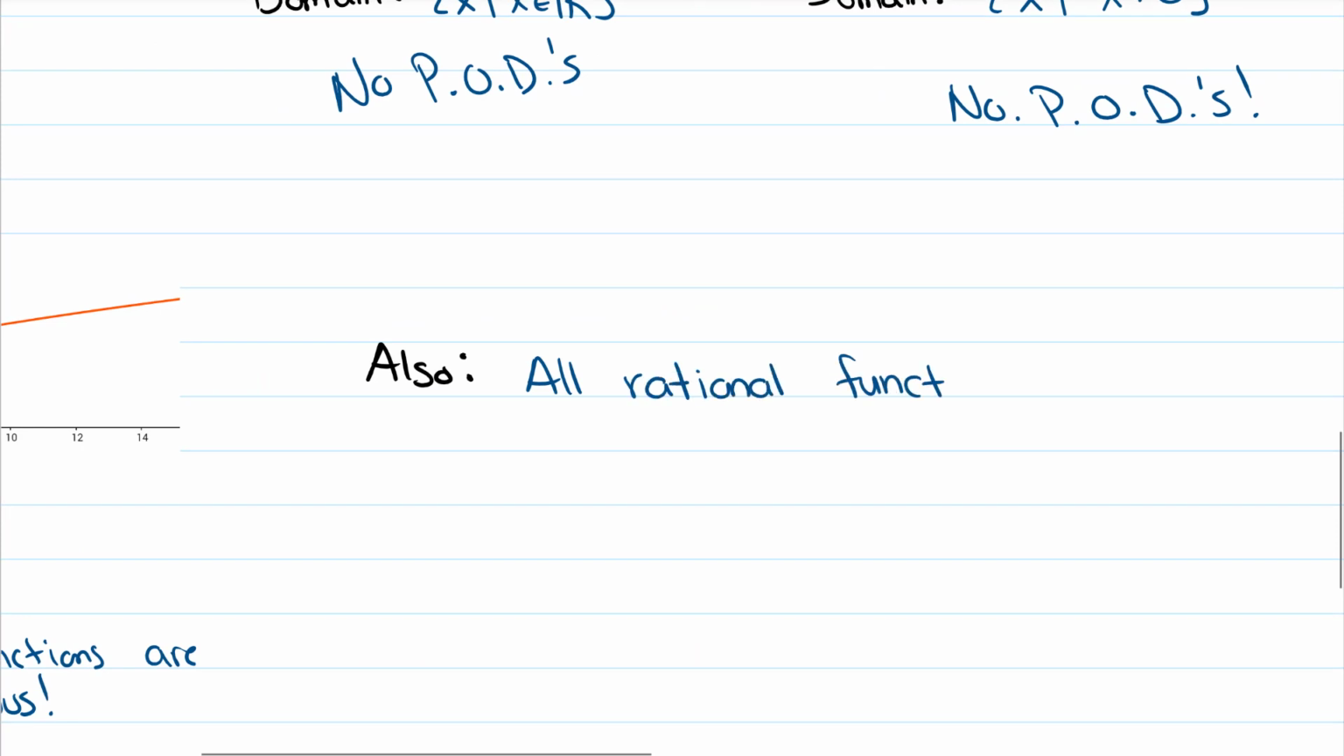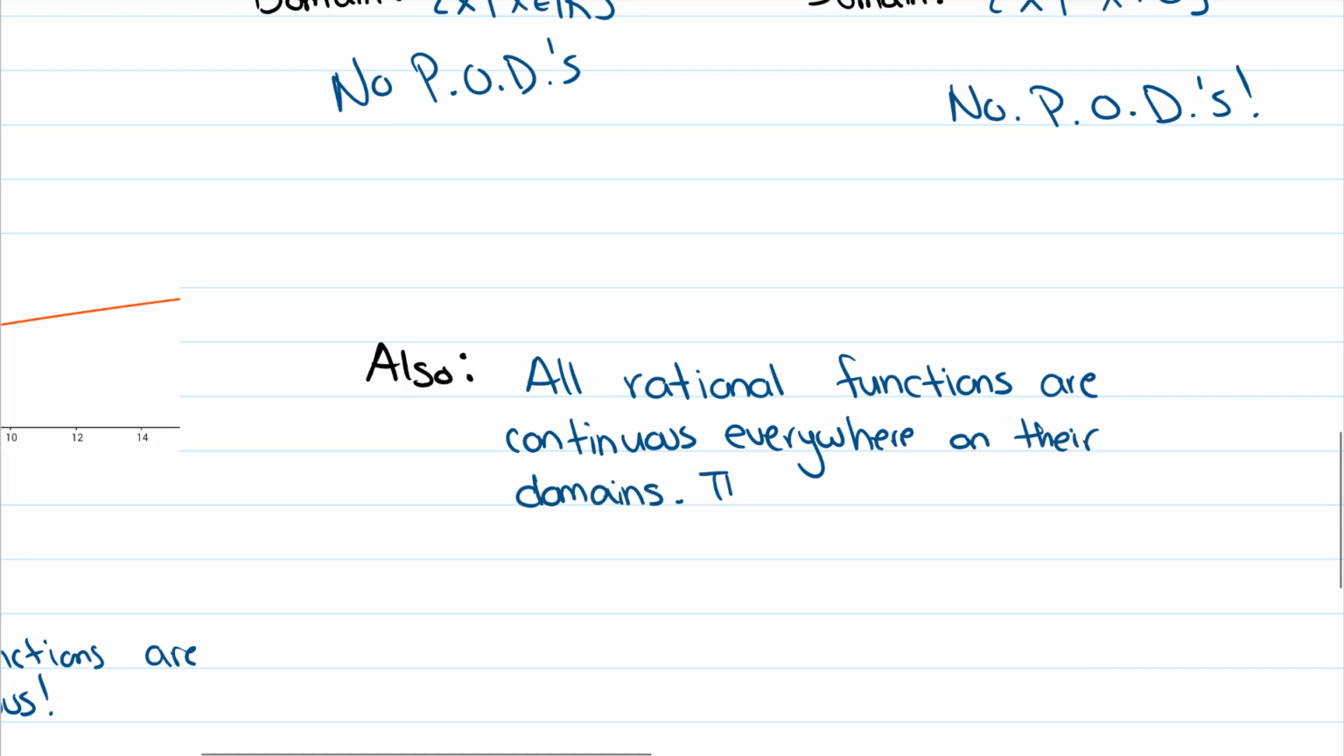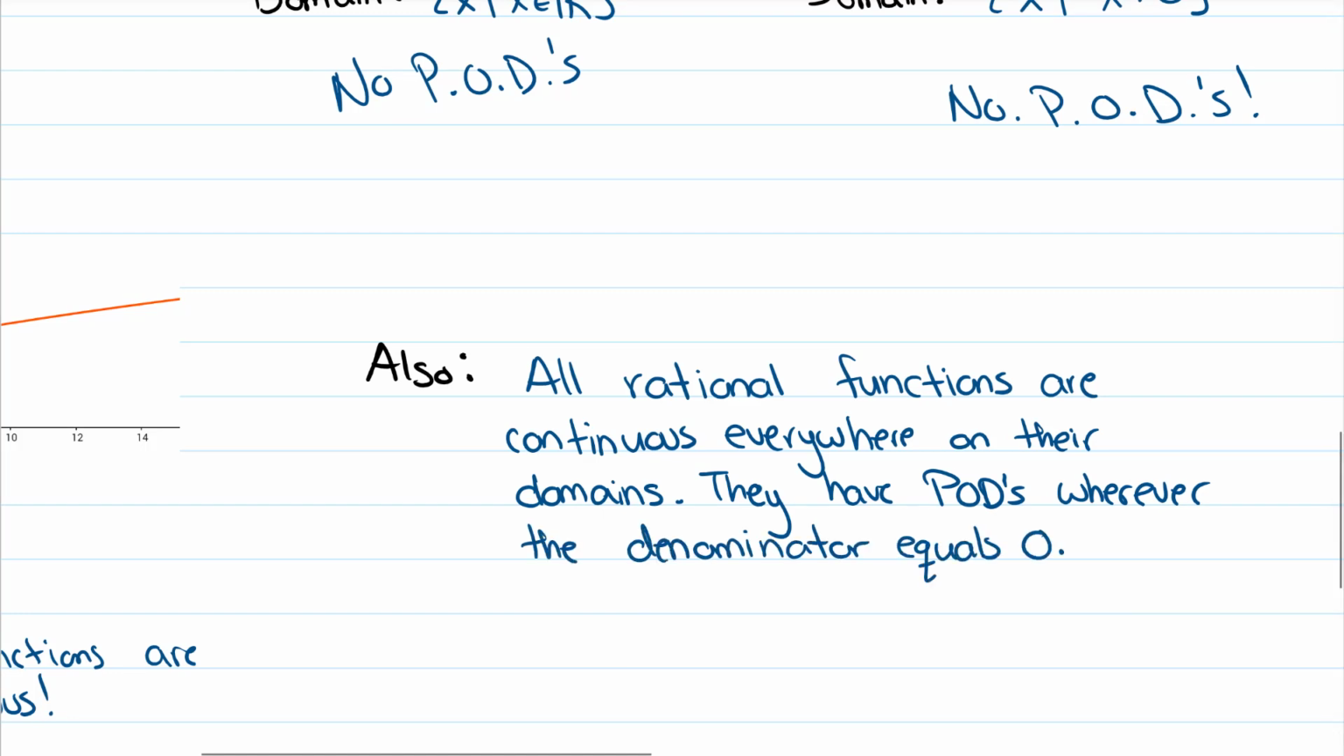I also want to make the point to say that all rational functions are continuous everywhere on their domains. They have points of discontinuity wherever the denominator equals 0. This is also true for trig functions. So for example, tangent or cotangent, secant or cosecant, where you can have them be undefined. Those would create points of discontinuity.